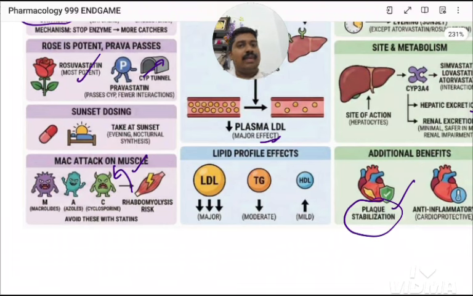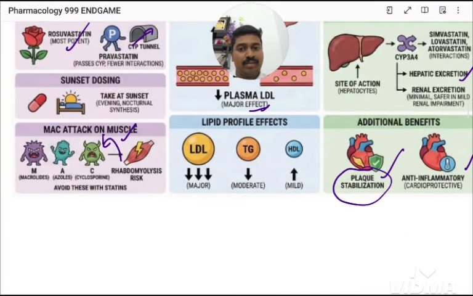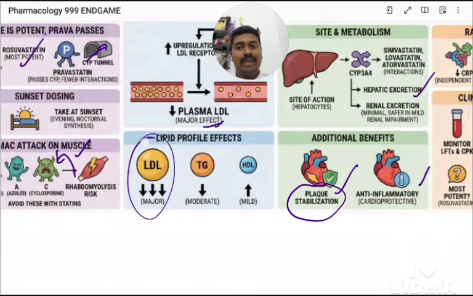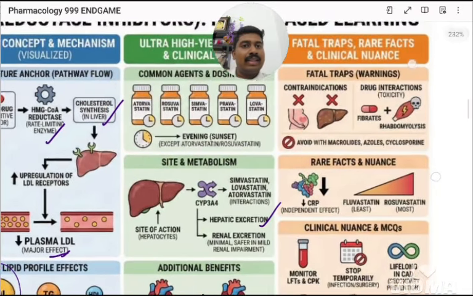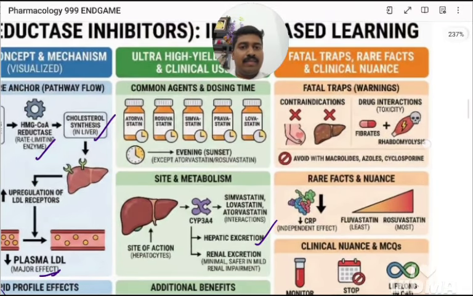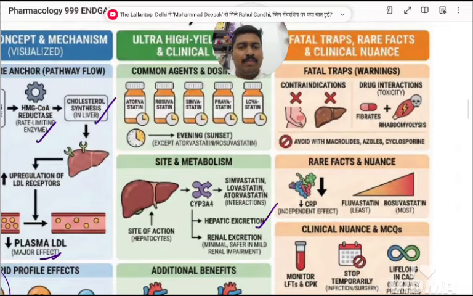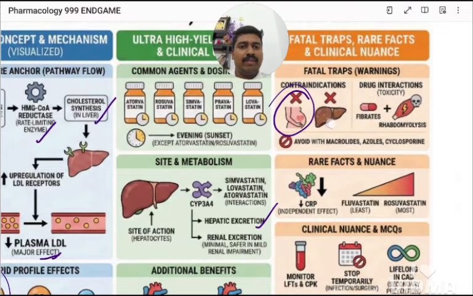So, lipid profile effects. Statins have a major impact on LDL. LDL is a major lipoprotein that will decrease. Second is a moderate decrease in triglycerides also, and a mild increase in HDL. That's why you'll see, even when triglycerides are high and LDL is normal, we don't start statins. The only indication for starting is very high LDL levels.